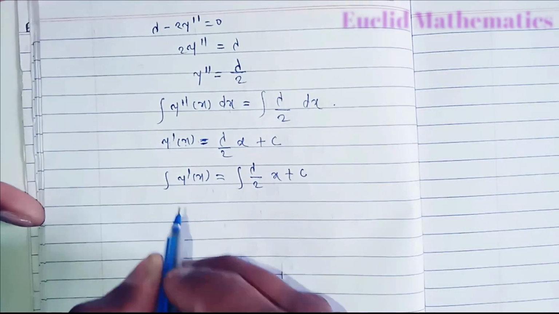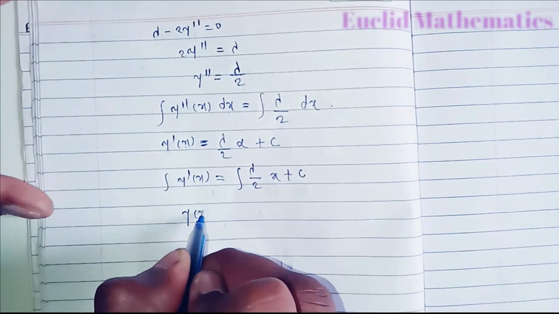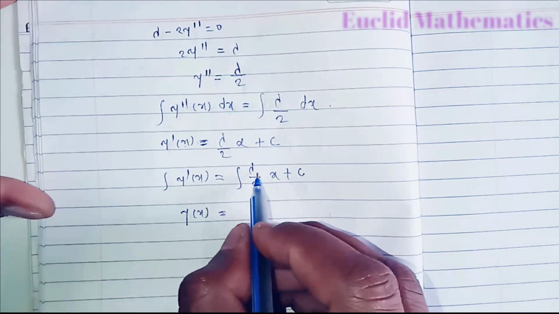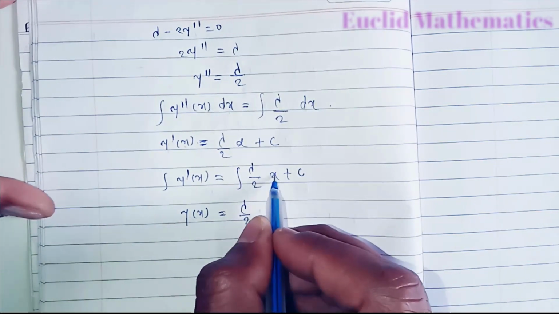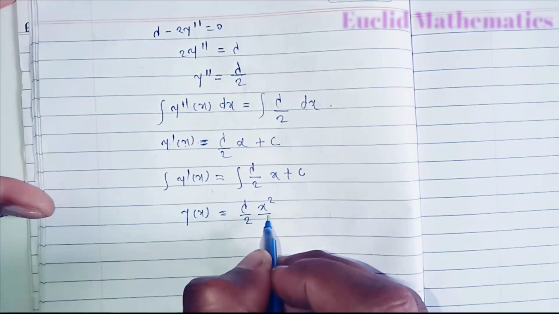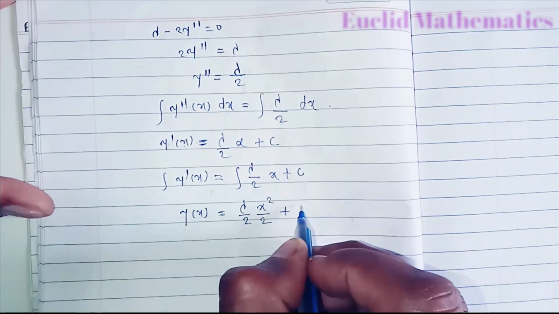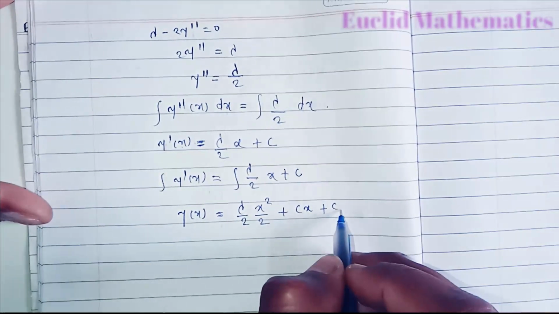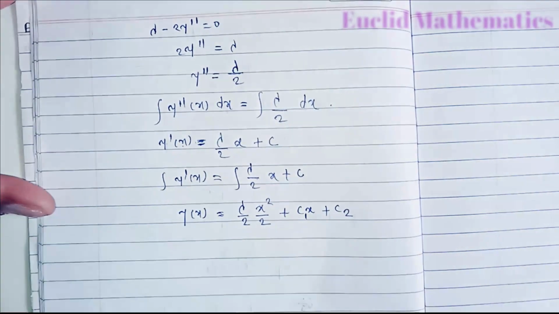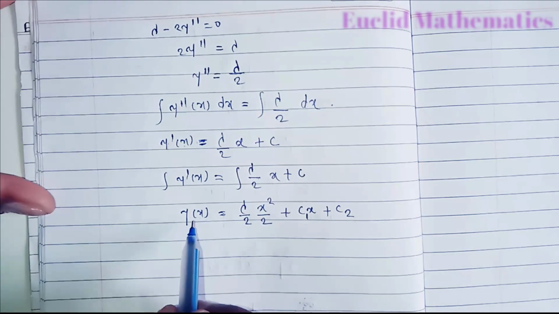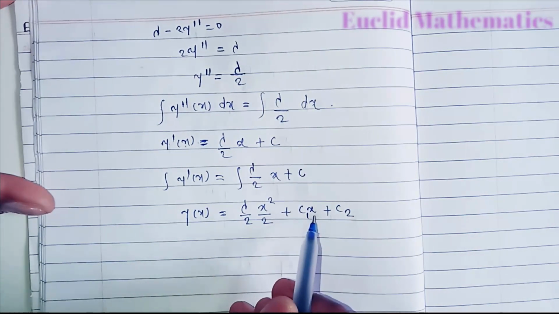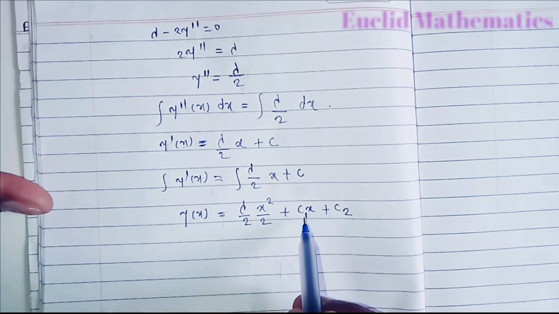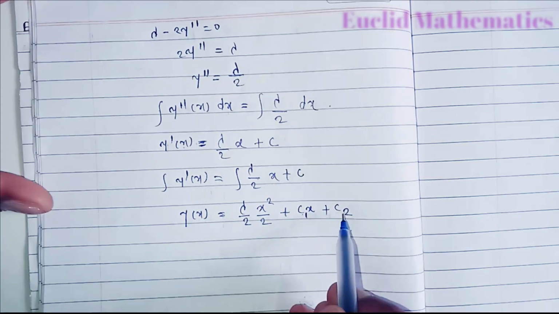Integration cancels with differentiation, so what is left is y of x equals lambda by 2, which remains the same. The integration of x is x square by 2, plus the integration of the constant with respect to x, plus c2. We consider it as c1. Now we found the value of y of x, so by using our given initial conditions, find the values for c1 and c2.